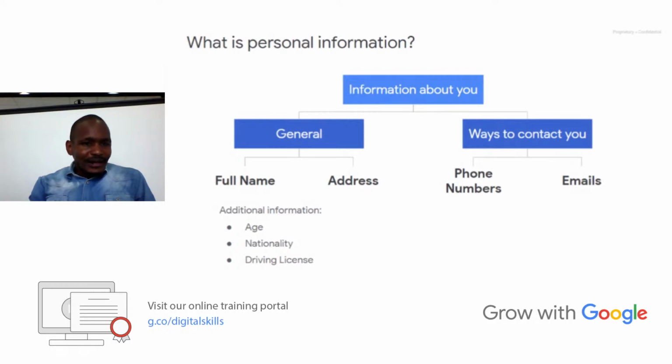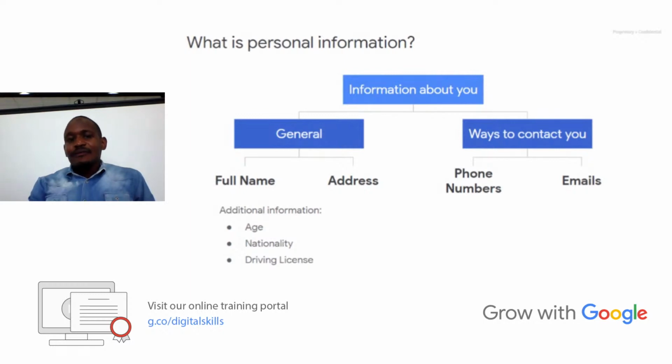And additional information can be your age. There are some jobs that actually require a person who has attained a certain age. So it is very important for you to include your age and also your nationality. There are some jobs which are only meant for Kenyans. So if maybe you are not a Kenyan, you also need to specify your nationality. Some others also require you to show that you have a driving license. If you find it is something that has been requested, you actually have to indicate on the online platform that you have a driving license.